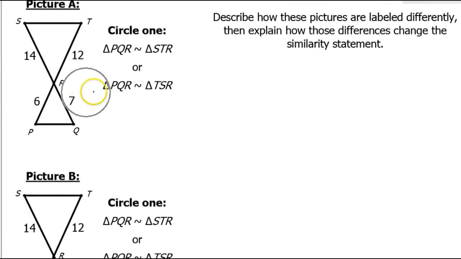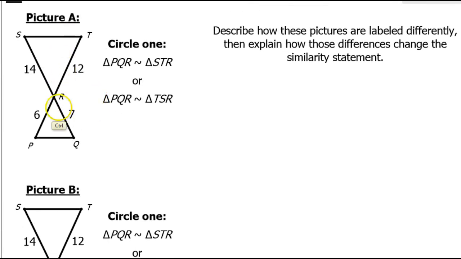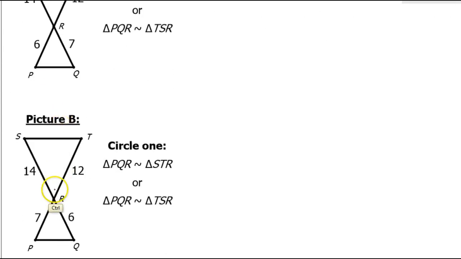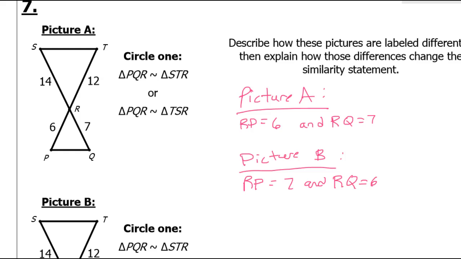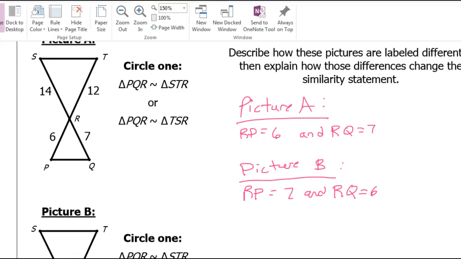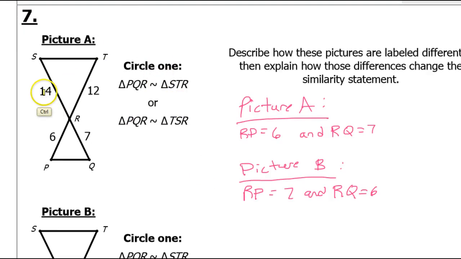In the upper pair of triangles, the upper picture, RP is 6. In the lower picture, RP is 7. In the upper picture, RQ is 7. And in the lower picture, RQ is 6. So here I've just written down that information. Now, how does that affect the similarity statement? Remember that we have to pay attention to which sides are corresponding.